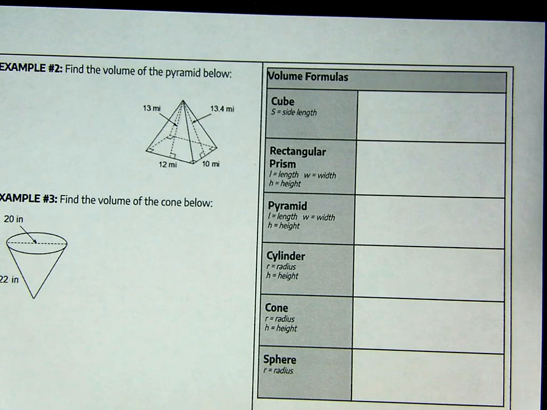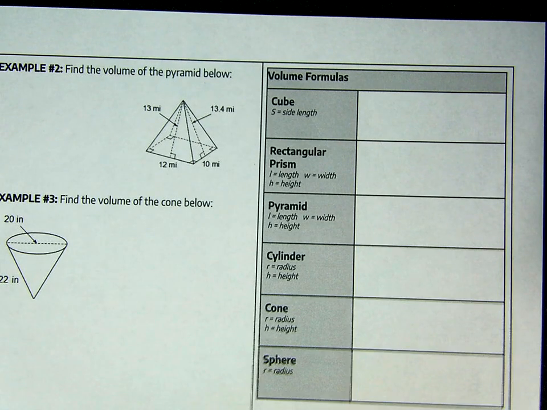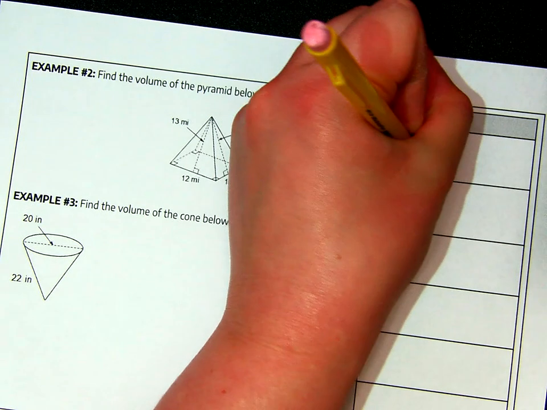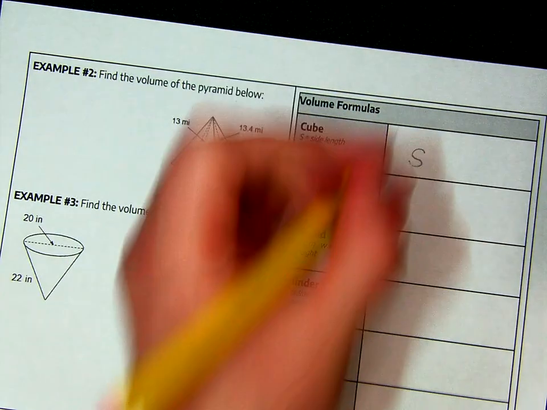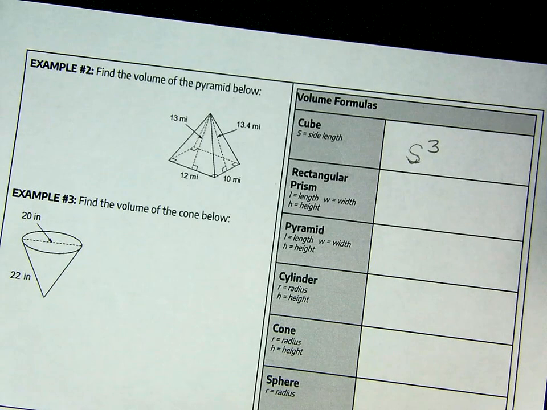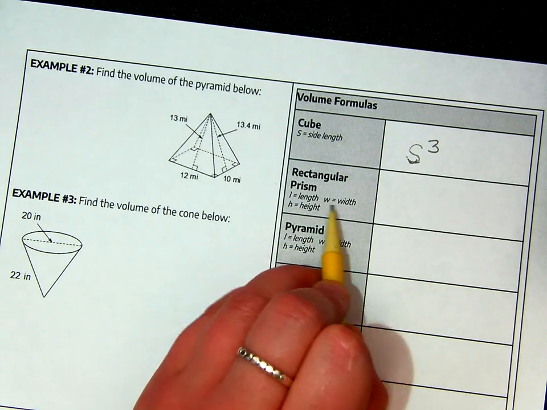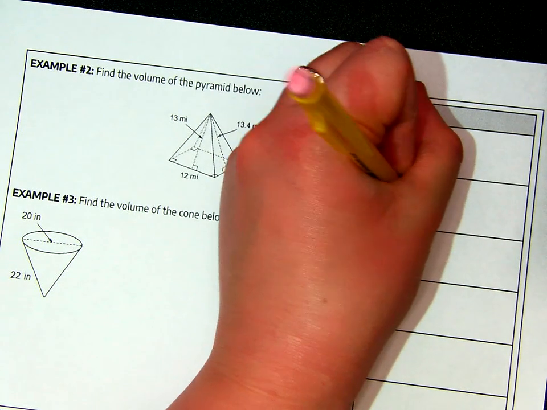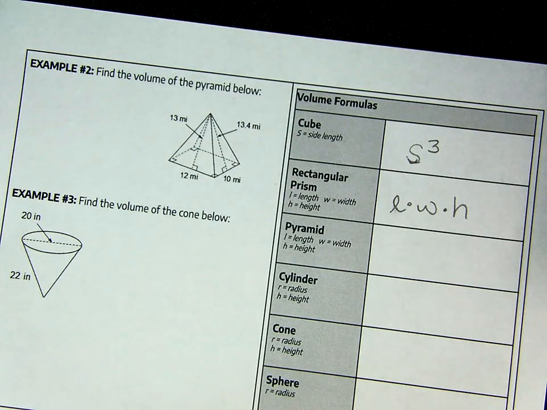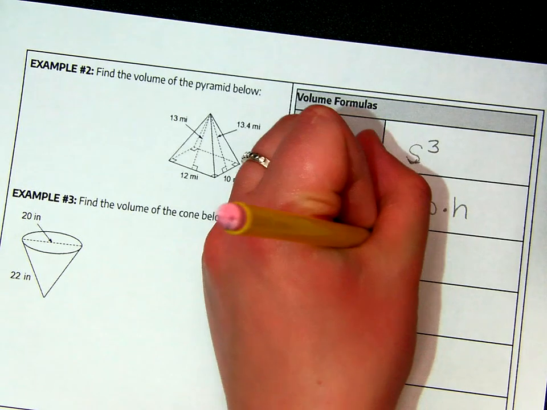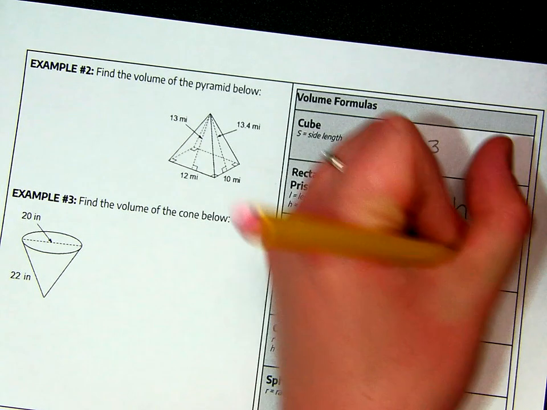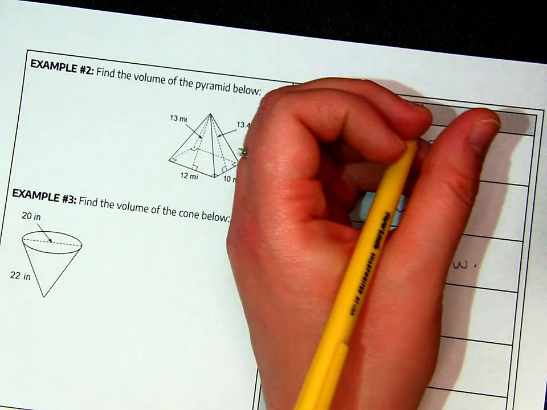There they are. Okay. So, for a cube with a side length of s, the formula is s cubed. Notice that's an s, not a 5, okay? For a rectangular prism, where the dimensions are length, width, and height, all you have to do is the length times the width times the height. For a pyramid, you just have to do 1/3 times its length times its width times its height.